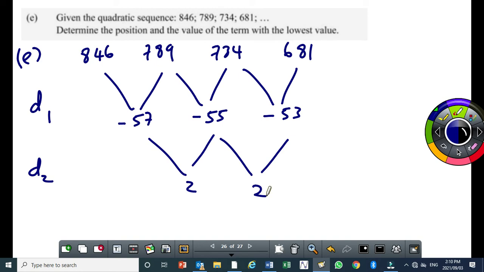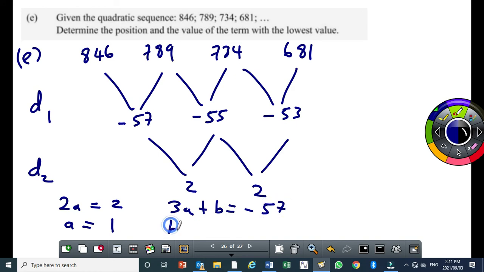Alright, then let's find A. So 2A is going to be 2, therefore A is 1. 3A plus B equal to minus 57.